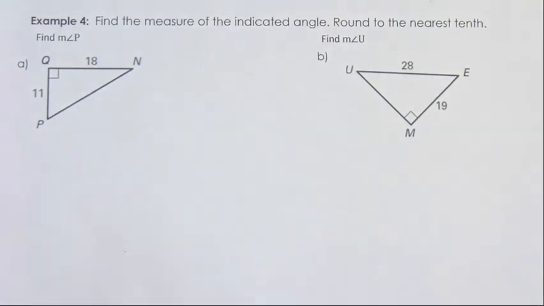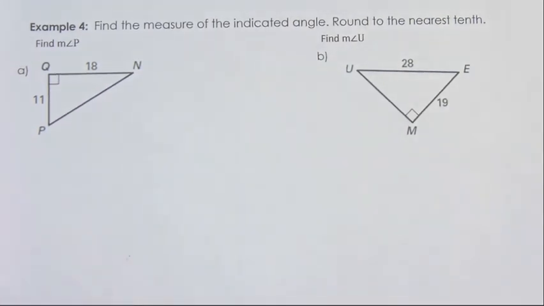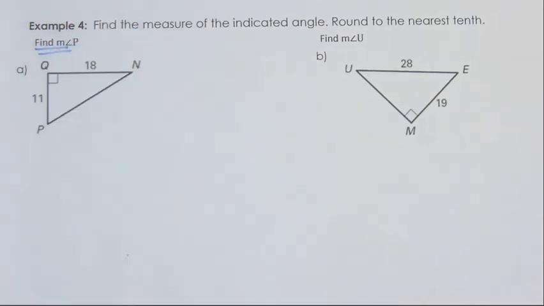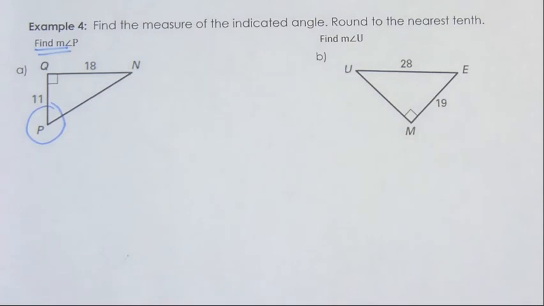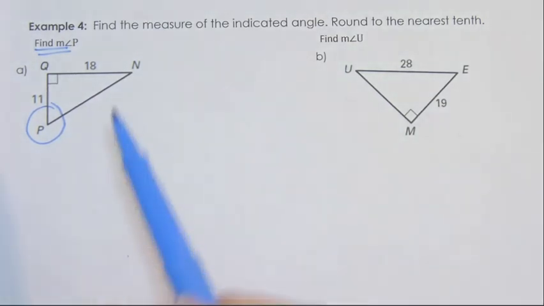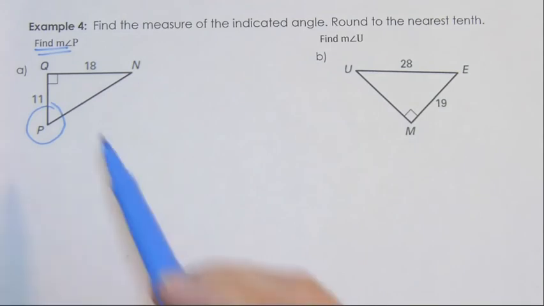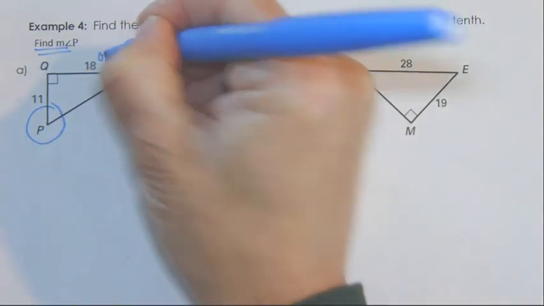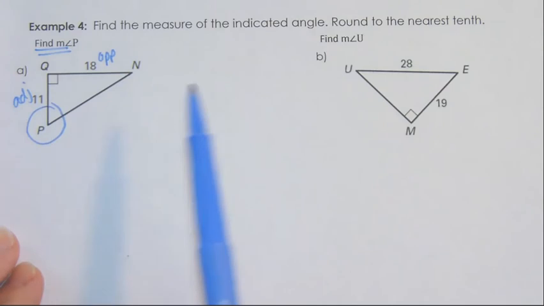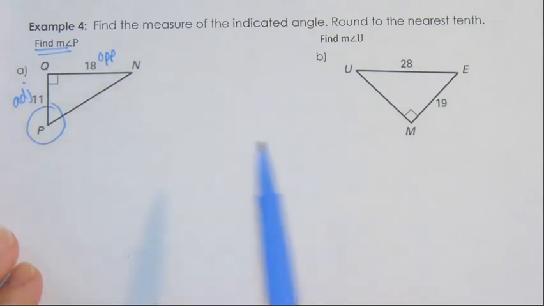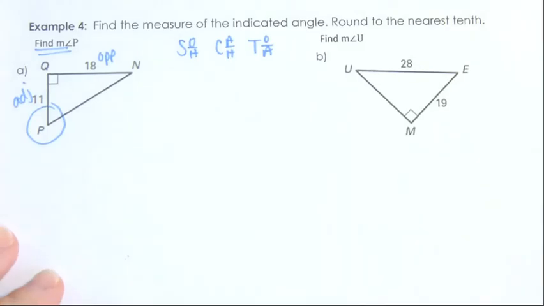All right, on this last example, we're going to look for missing angles. We could do everything, but to save some time, we're just going to find what it's asking for. This just wants the measure of angle P. So I'm going to circle angle P. I'm given an 11 and an 18. I do not know the hypotenuse, so I'm not even going to label that. The 18 is opposite from that angle, and the 11 is adjacent. So I need to figure out which trig function uses opposite and adjacent. You can write SOHCAHTOA if that helps you. So I see here that tangent uses opposite and adjacent.